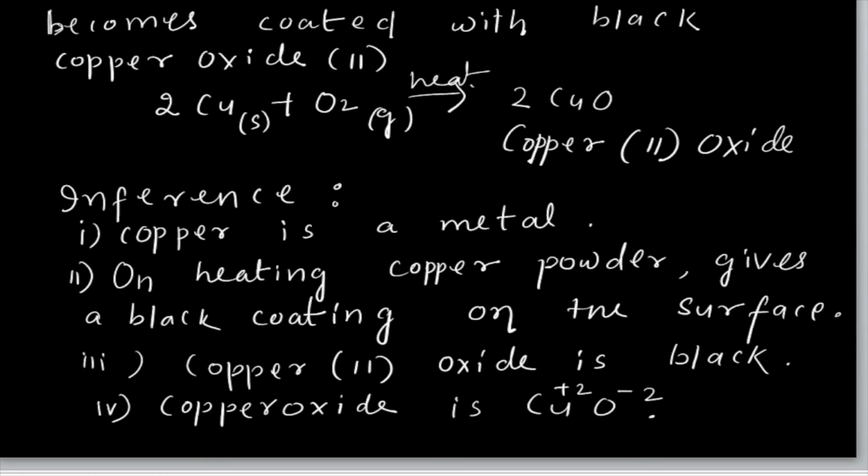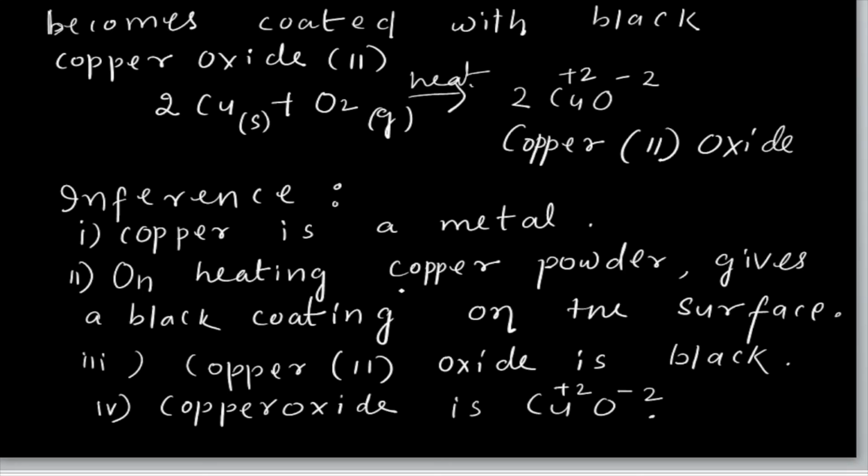And here what happened? The copper 2. Copper 2 means the valency, the charge is 2. So here plus 2, here minus 2. The copper 2 oxide, the black color. What is the color of the copper oxide? Black color. What is the inference?